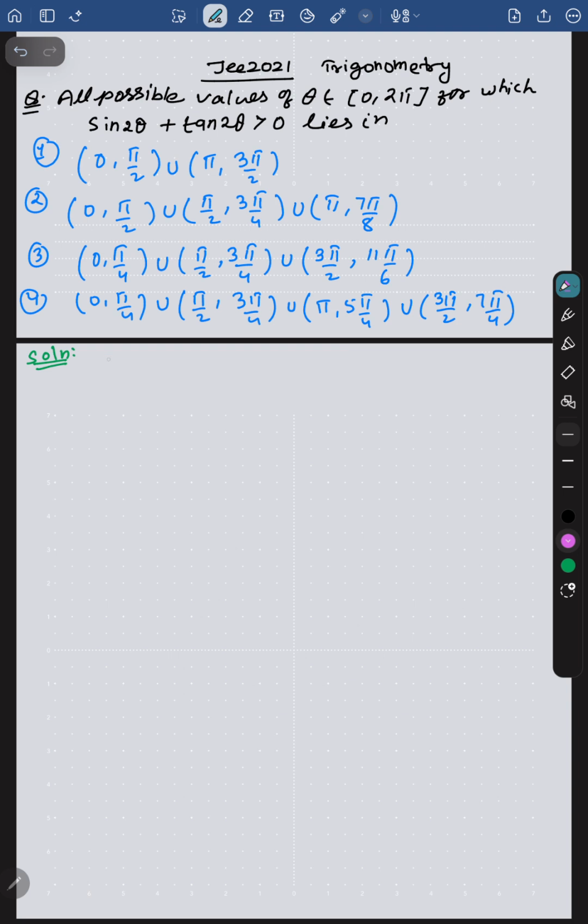So let us write the given inequality once again. Sin 2 theta plus tan 2 theta is greater than 0, and here theta lies between 0 and 2 pi. Okay, we just simplify this. If we take sin 2 theta common, this will give you 1 and this will give you 1 by cos 2 theta, because tan 2 theta is sin 2 theta upon cos 2 theta.